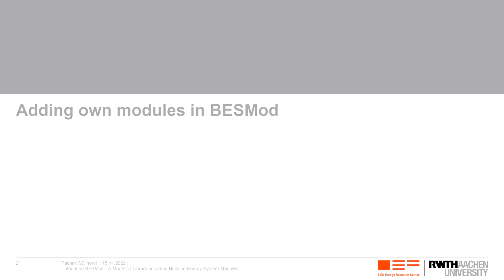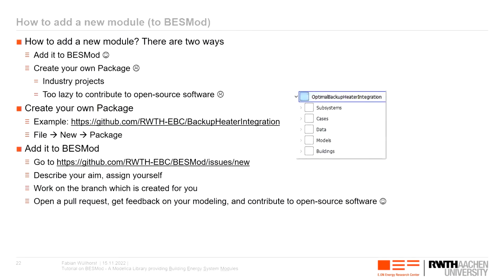The most important part on how to add a new module is the following. We have two ways, basically. You can add it to BESMod itself, which would make us happy, or you can create your own package and keep it for yourself. If you like BESMod, if you like Xlib, if you like open source, then you should always use the first option. And if you have industry projects or are too lazy to contribute to open source software, then that's definitely a bummer.